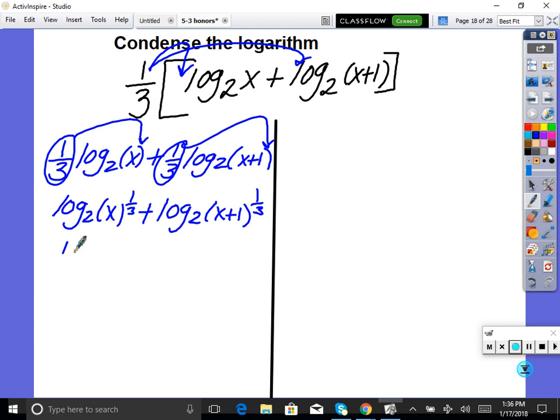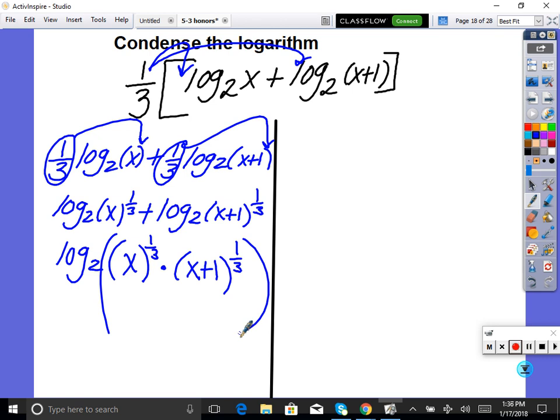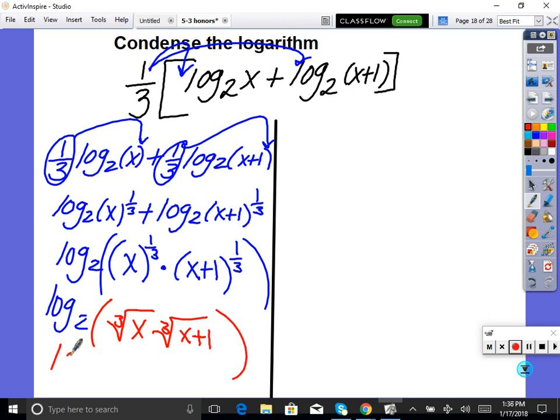Now because they're both log to the base 2, we could rewrite this as the same log, so we would have x to the 1/3, and then really times x plus 1 to the 1/3, which is log the base 2 of the cube root of x times the cube root of x plus 1. Well, if they're both under a cube root, shouldn't I put them under the same cube root? So we have the cube root of x times x plus 1. You see what I'm saying?